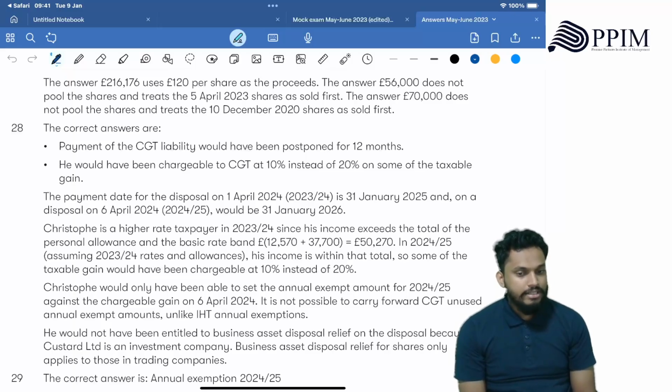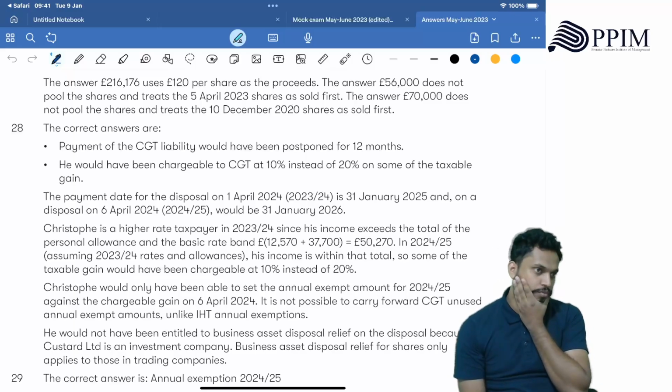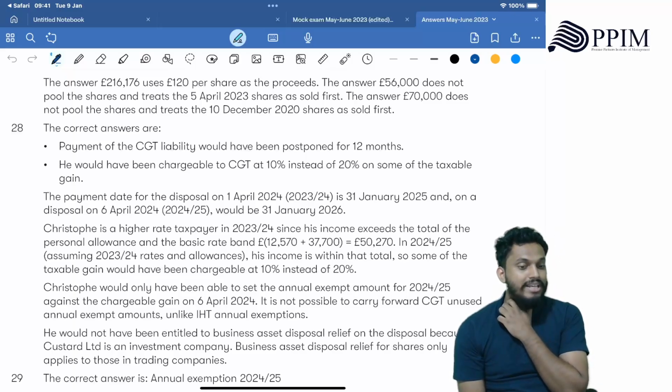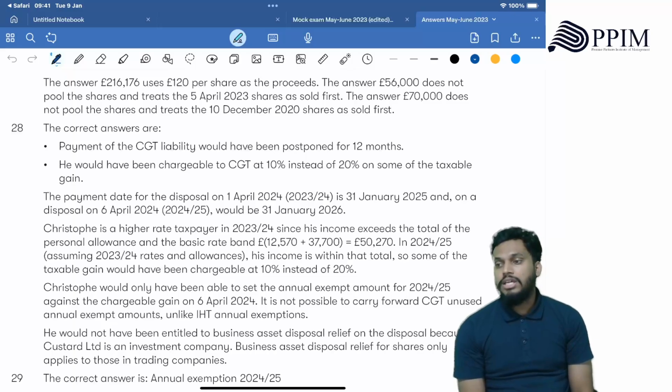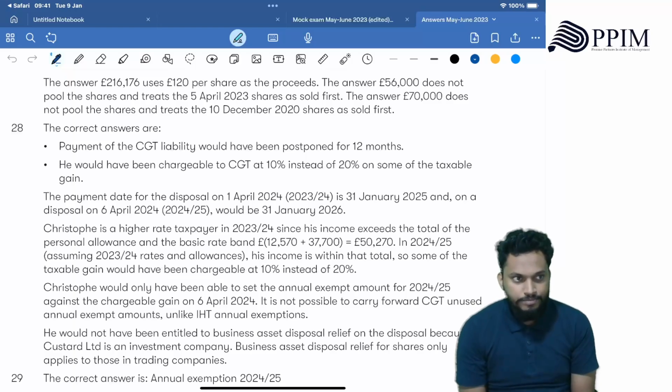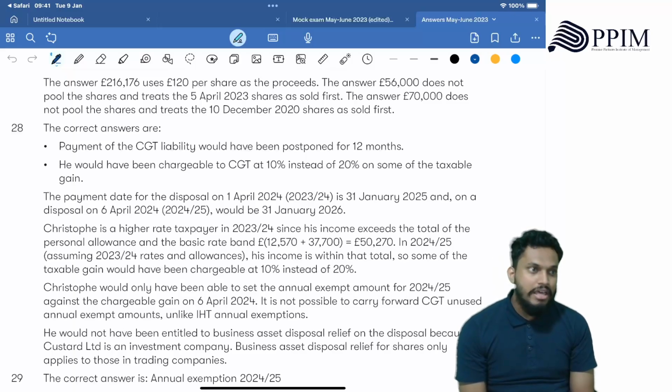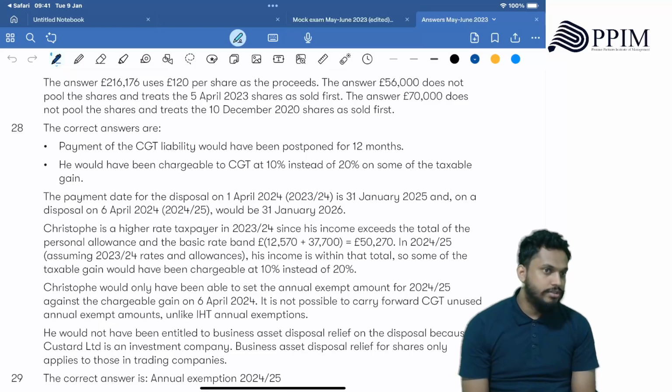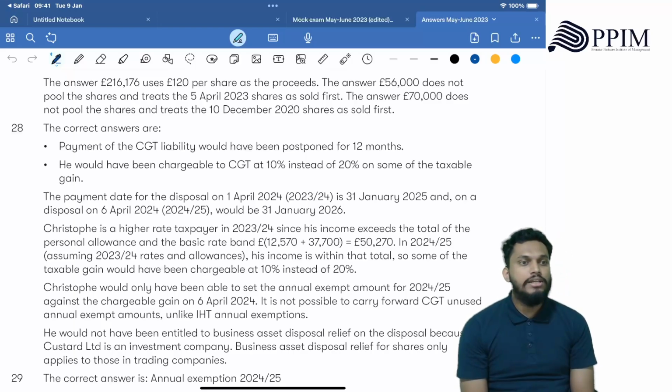So the next point, they're telling that Christopher would only have been able to set the annual exempt amount against the chargeable gains on 6th of April 2024 because it is not possible to carry forward any unused annual exempt amounts, of course, right? Unlike IHT annual exemptions. So how you need to approach this is you need to compare both IHT and CGT to come up to an answer. As Devinka told us, an AEA, annual exempt amount, cannot be carried forward. However, for IHT purposes, the annual allowance that you are getting can be carried forward, which is not here.